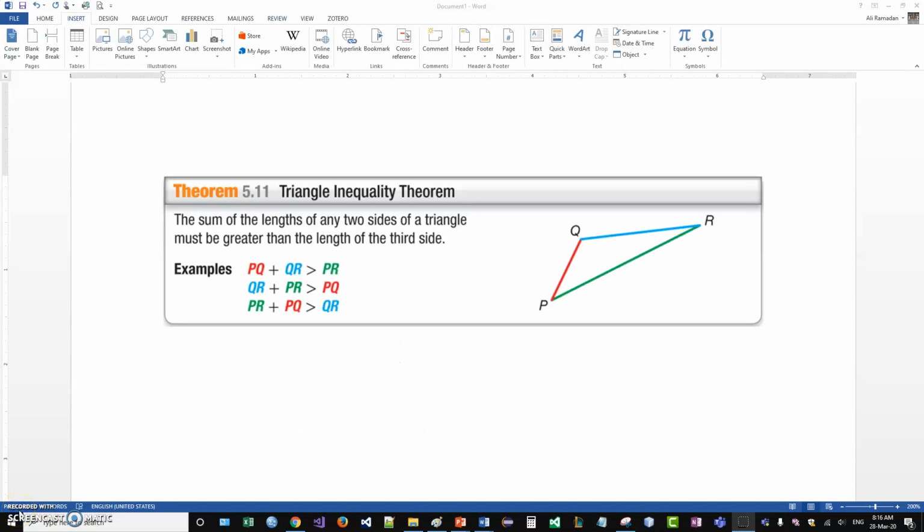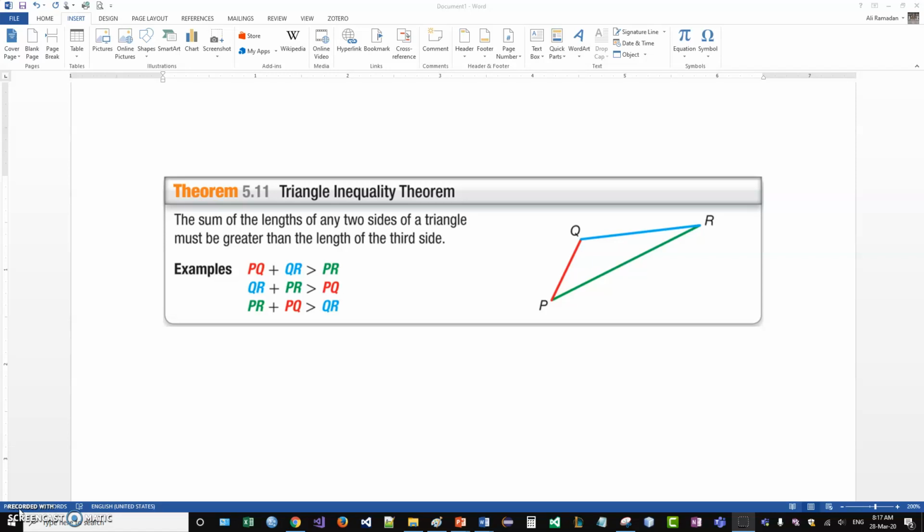First of all, let's look at the Triangle Inequality Theorem. It says that the sum of the lengths of any two sides of a triangle must be greater than the length of the third side. So in this case, let's look at triangle PQR. The sum of PQ and QR is always greater than PR. The sum of QR and PR is greater than PQ, and the sum of PR and PQ is greater than QR. So in any triangle, the sum of any two sides must be greater than the third side.